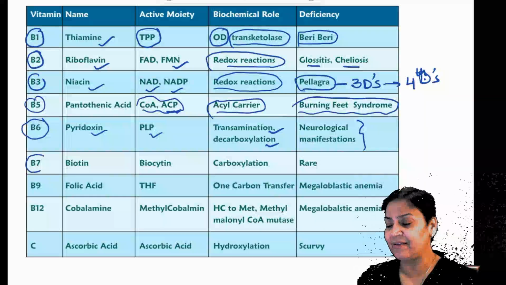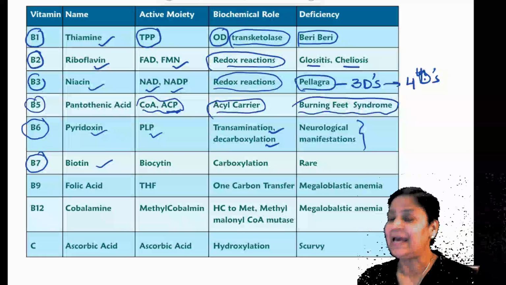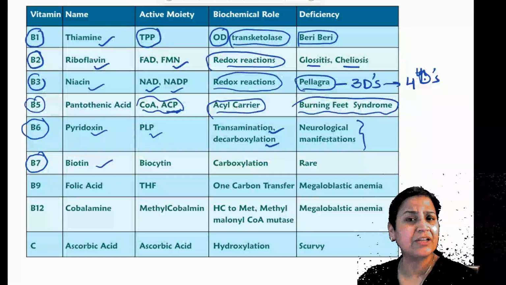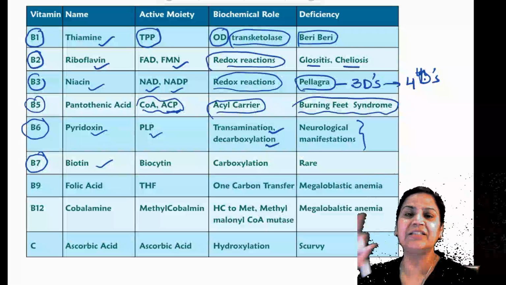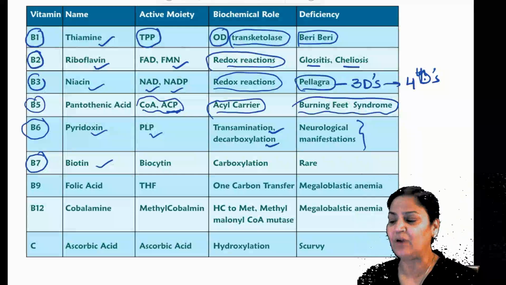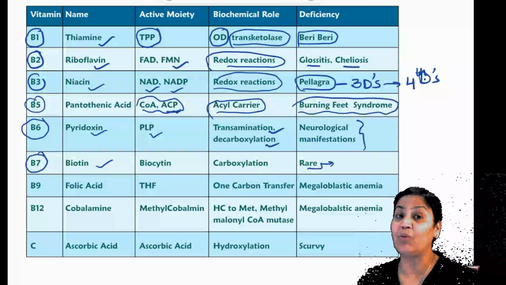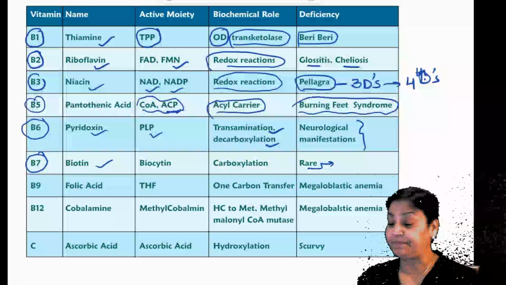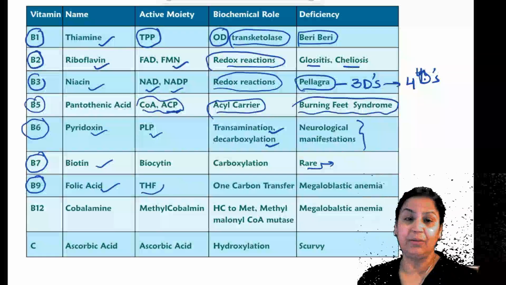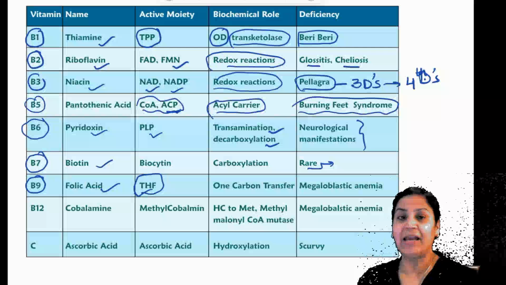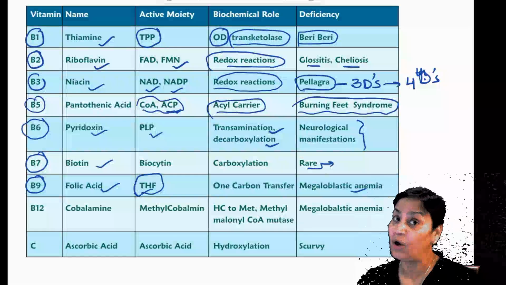Then coming over to B7 or biotin, the coenzyme for carboxylation. There are basically 3 very important reactions of carboxylation which require biotin. We all know for carboxylation there is the mnemonic A, B, C: ATP, biotin and bicarbonate ions. And deficiency leads to multiple carboxylase deficiency, right? Coming over to B9, folic acid, it leads to 1 carbon metabolism, and the active form is tetrahydrofolate, and deficiency leads to megaloblastic anemia and spina bifida also.